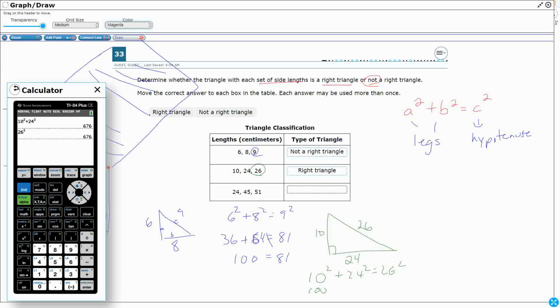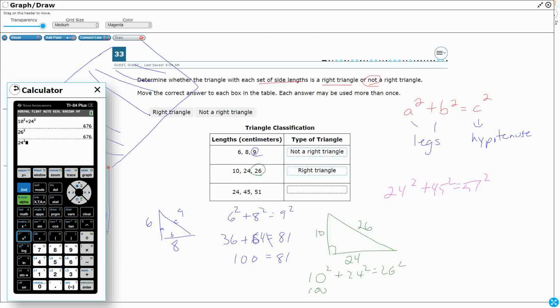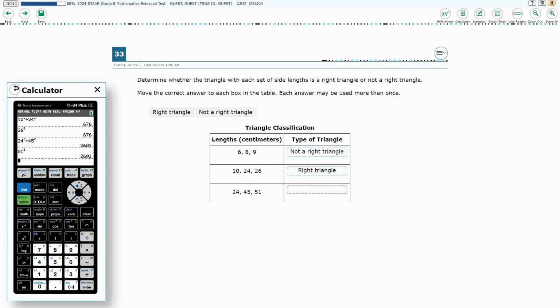And then let's do this last one here. The last one is going to be 24 squared plus 45 squared equals 51 squared. All right, 24 squared plus 45 squared is 2601, and 51 squared is the same thing. So that is also a right triangle. So the first one is not a right triangle. The following two are right triangles.